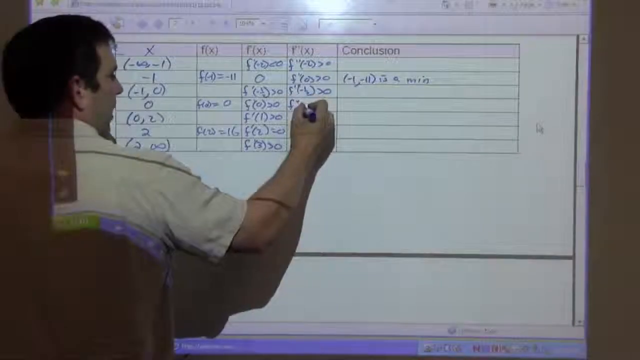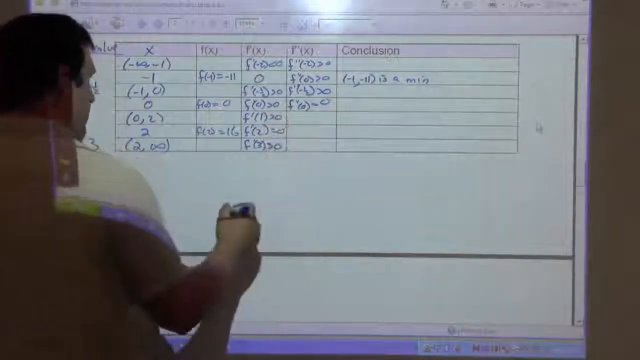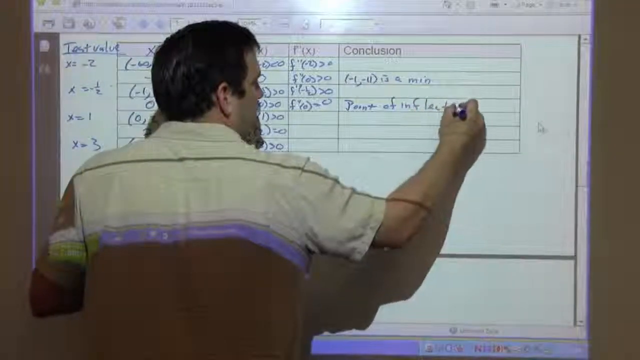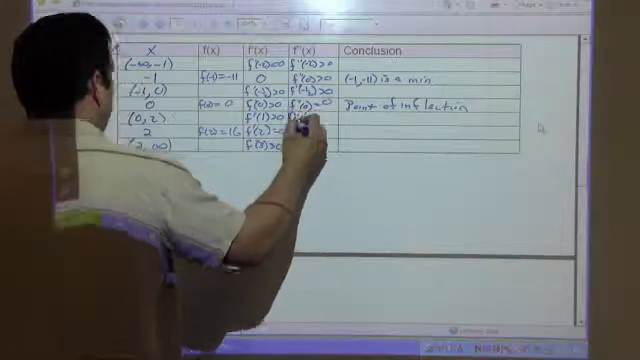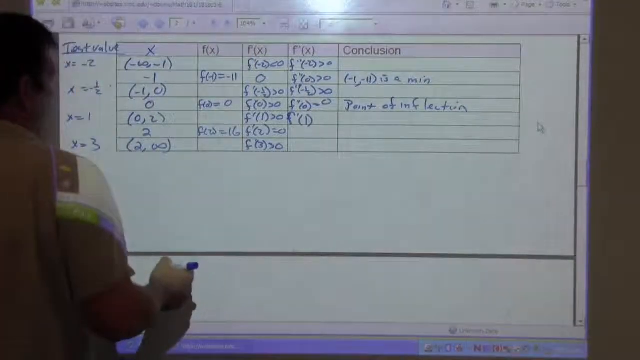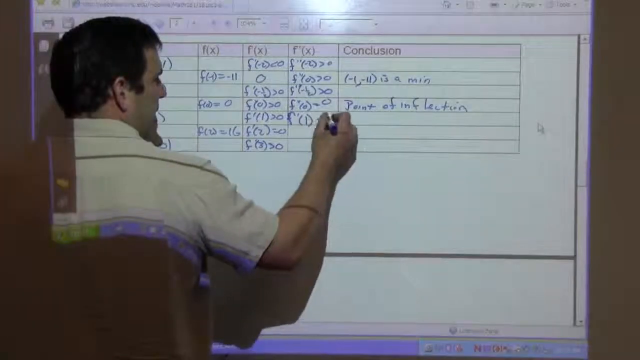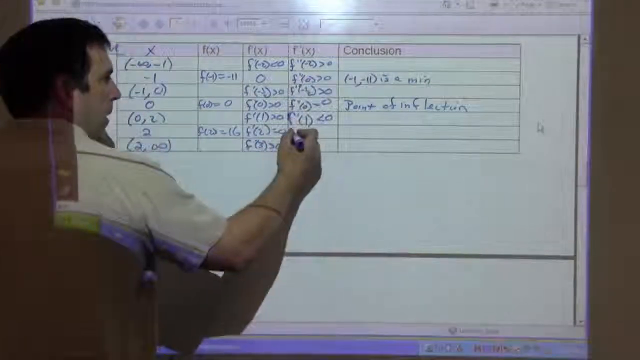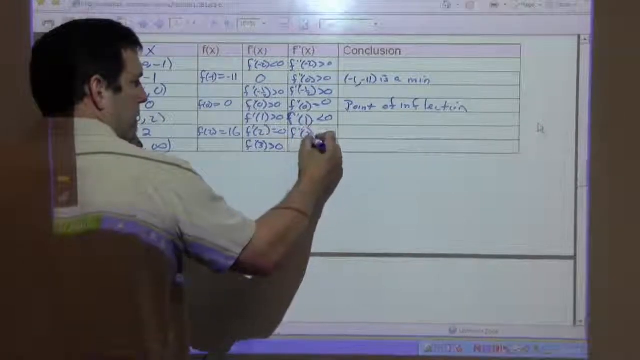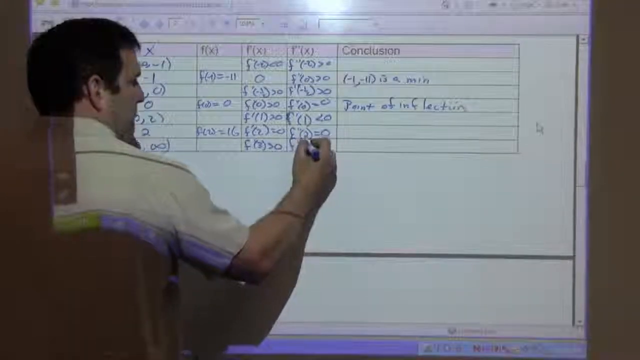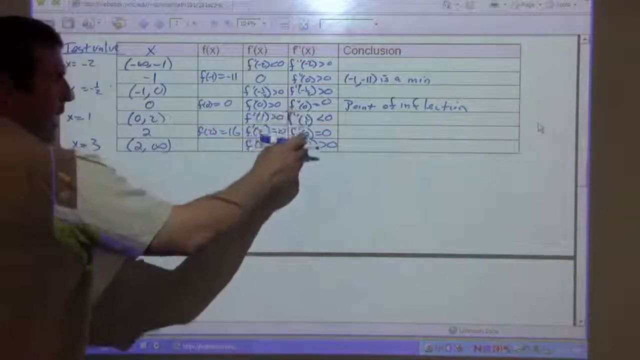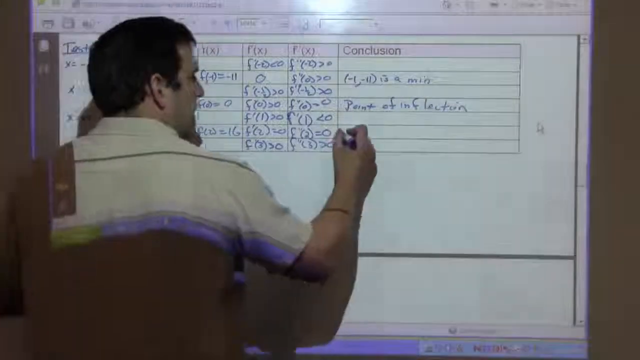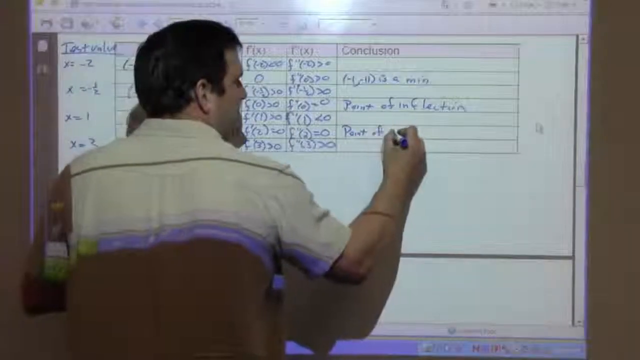Now f double prime at 0 is going to be 0. That makes it a point of inflection. How do I know that? Well, we saw the shape, but what happens to the next one? F double prime at 1 is going to be negative. That means it's concave down now, and f double prime at 2 is going to be 0, and f double prime at 3 is positive. So we're taking values from the given interval, which makes this a point of inflection.